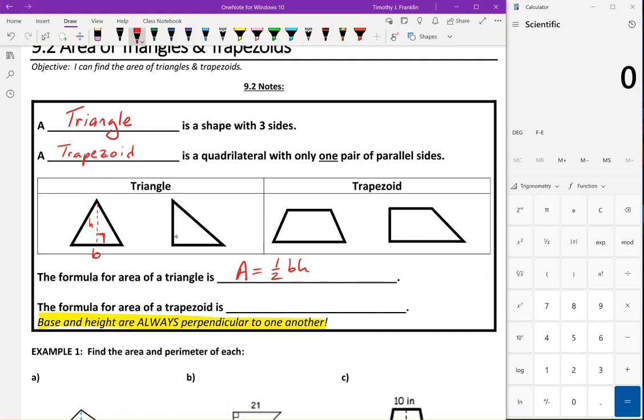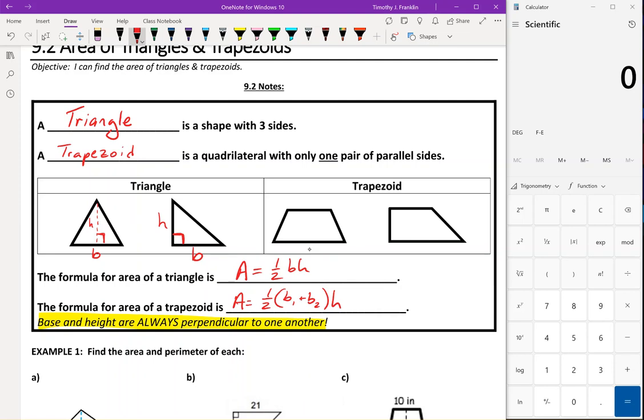For a right triangle, which is a triangle with a right angle in the corner, base and height are just those two sides that make the right angle. Now for a trapezoid, the formula is similar but a little different. So it is 1/2 times, and then here is where it gets different. We have to add up base 1 plus base 2 times height. So we have to add up the bases and then use it in our formula.